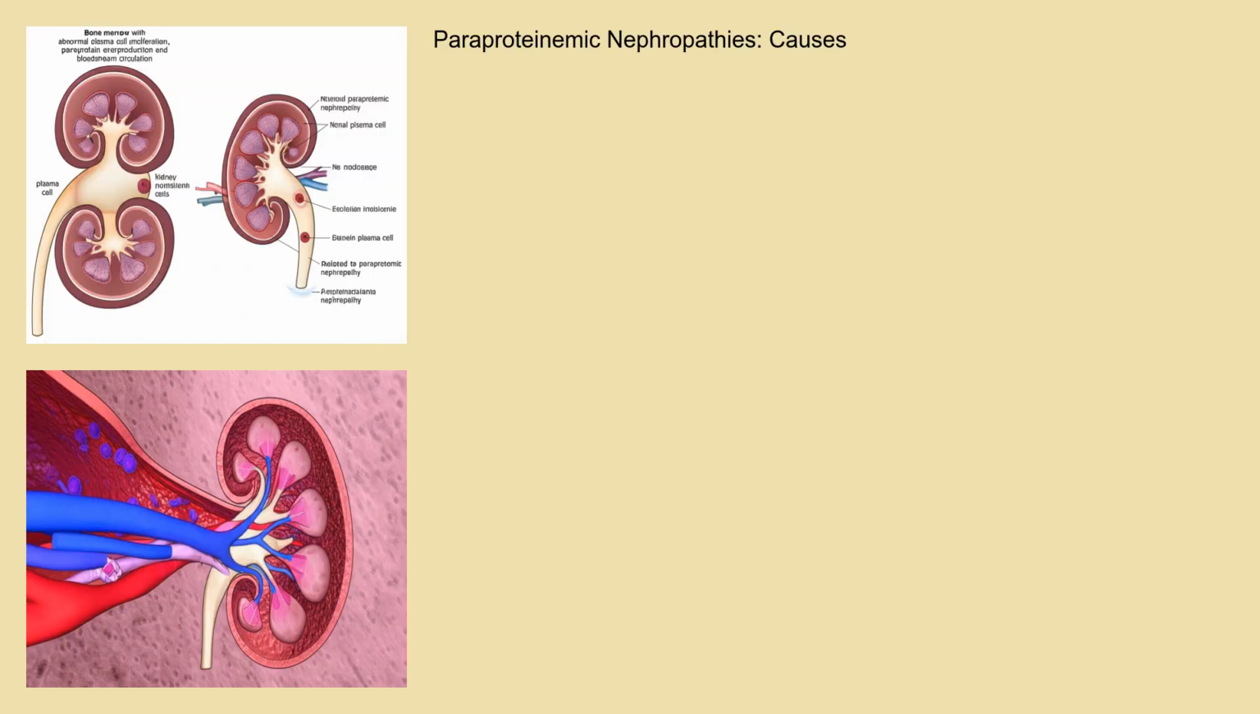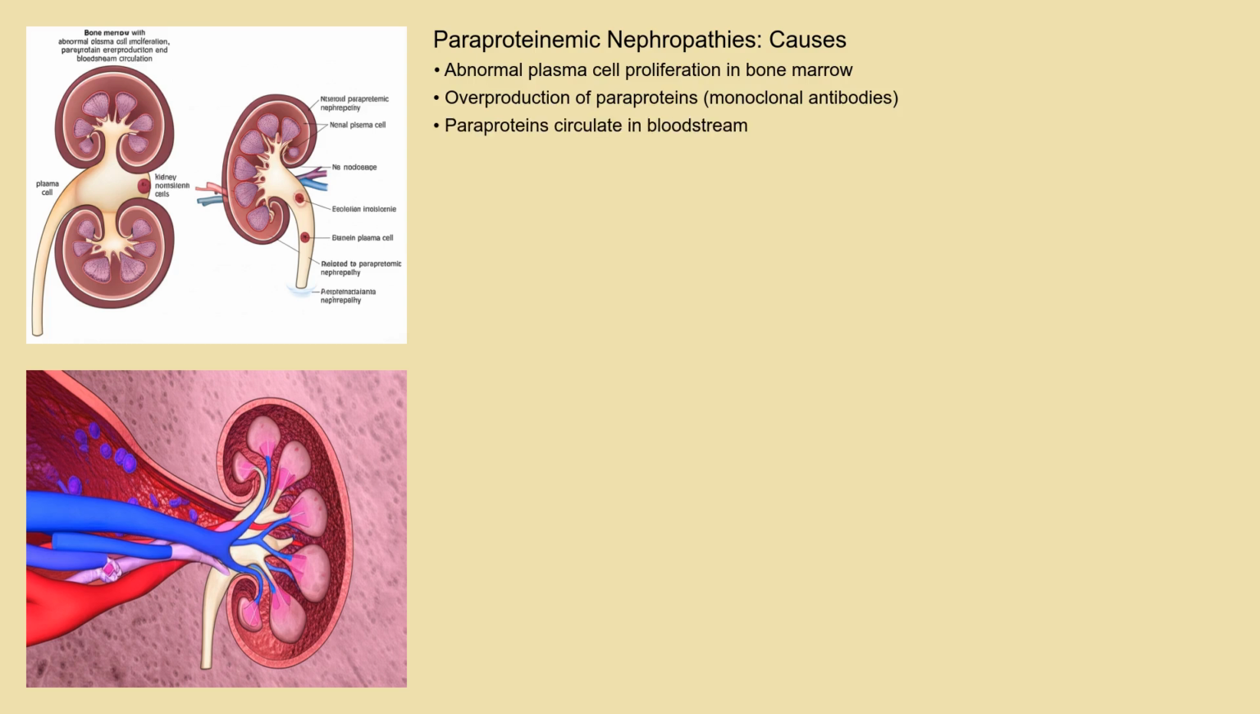So, what exactly causes paraproteinemic nephropathies? The root cause lies in the abnormal proliferation of plasma cells in the bone marrow. These plasma cells, which normally produce antibodies to fight infection, start producing a single, identical antibody in large quantities, the paraprotein. Conditions like monoclonal gammopathy of undetermined significance, MGUS, multiple myeloma, Waldenstrom macroglobulinemia, and other plasma cell dyscrasias are the primary drivers behind this abnormal protein production. These paraproteins, often immunoglobulin light chains or whole immunoglobulins, end up circulating in the bloodstream and ultimately damaging the kidneys.